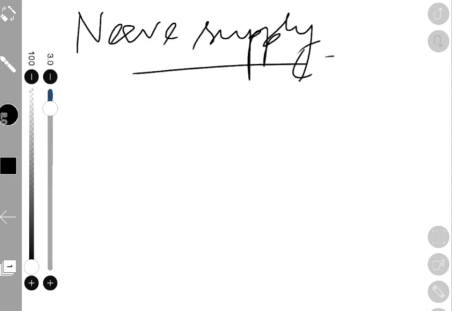We will see the nerve supply of the gland. See, there are three types of supply.